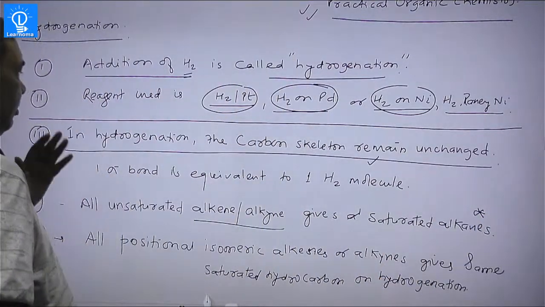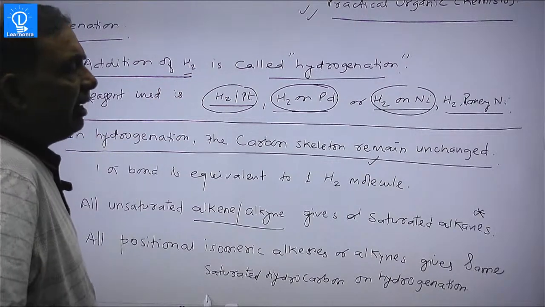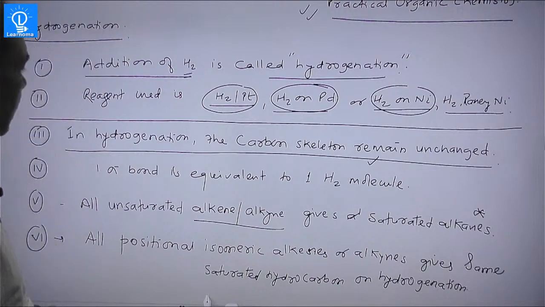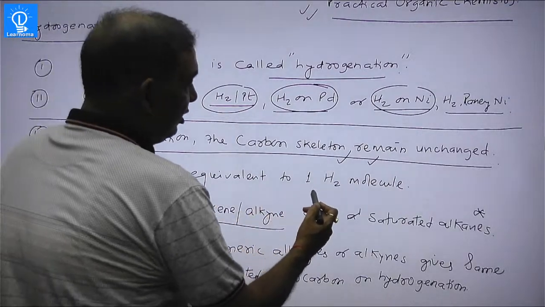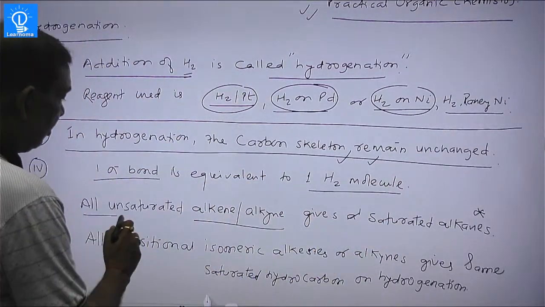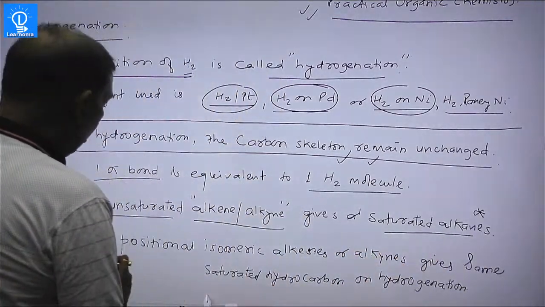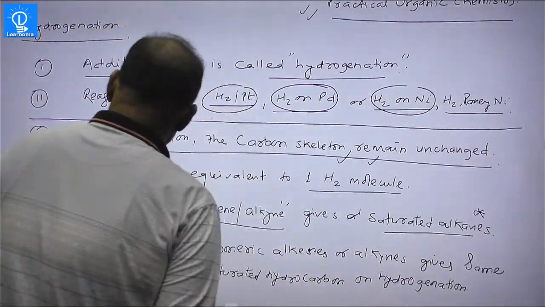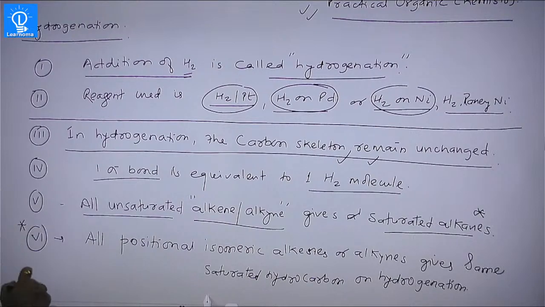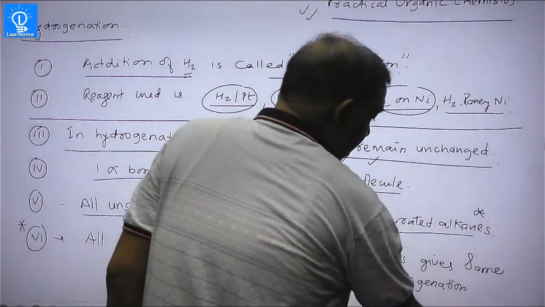This concept is very simple. Addition of H2 is called hydrogenation. Reagents: H2/Pt, H2/Pd, H2/Ni, H2/Raney Ni. In hydrogenation, the carbon skeleton remains unchanged. One pi bond is equivalent to one H2 molecule. All unsaturated alkene or alkyne gives saturated alkanes. All positional isomeric alkenes or alkynes give the same saturated hydrocarbons on hydrogenation. This point is somewhat problematic. Otherwise, it is very simple. Let us see by examples.